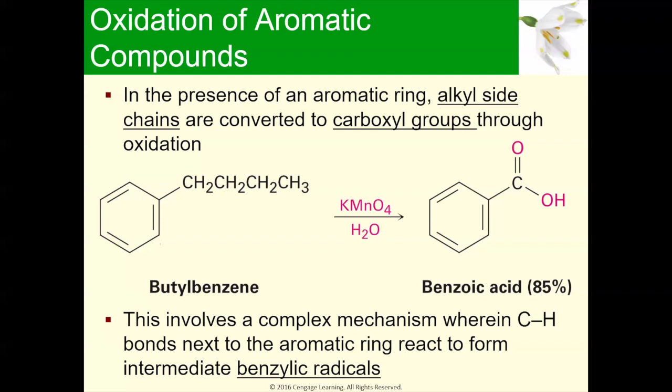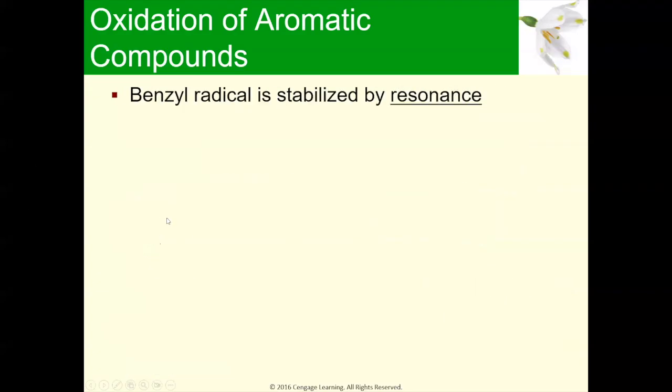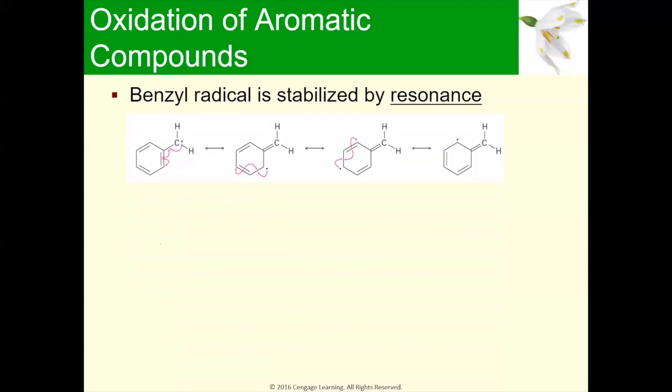So this involves a complex mechanism where the CH bonds next to the aromatic ring react to form intermediate benzylic radicals. If you don't remember what that means, the benzylic radical is this right here. It's kind of like allylic, where it's on a carbon that's not engaged in a double bond, but it's on a carbon that's next to a double bond. And in this case, it's next to a series of double bonds, that pattern of double bond, single bond, double bond. It's like allylic on steroids, right?